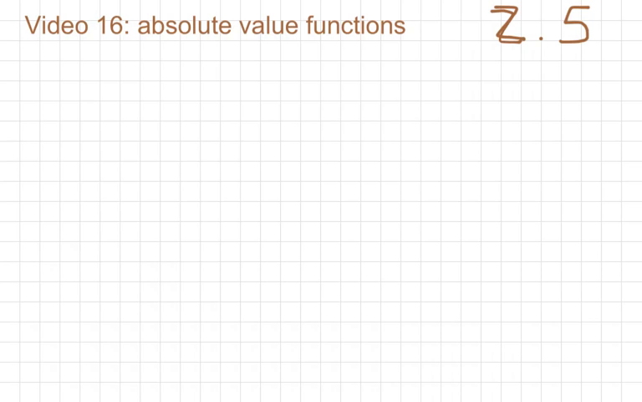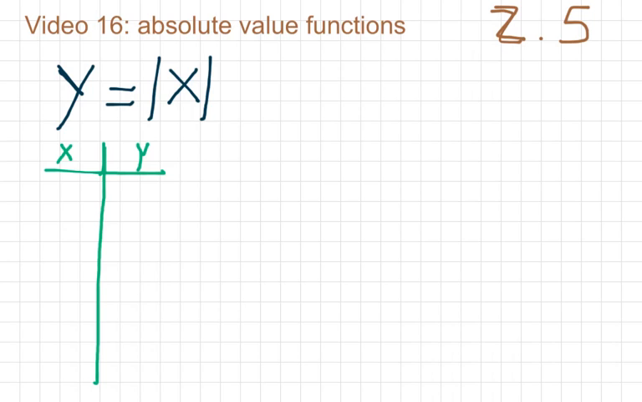Let's look at one example first, the most basic one of all, this function right here. So instead of y equals x, now y equals the absolute value of x. How can I graph that? Simple. Just make a table. So I'm going to use the points -3, -2, -1, 0, 1, 2, and 3 for x. My writing got smaller, I apologize.